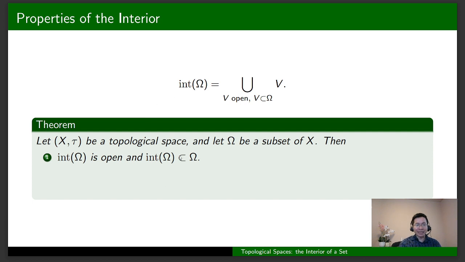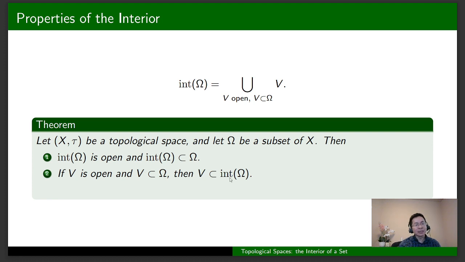How about the second property here? Observe that each set V in the collection we are looking at is a subset of omega. Therefore, their union must be a subset of omega as well, and therefore, the interior of omega is a subset of omega. Okay. Next, if V is open and V is a subset of omega, then V is a subset of the interior of omega.